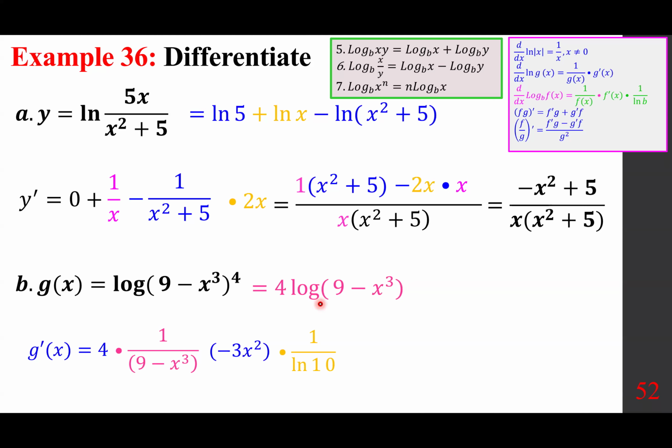And to put them together now, I rewrite it as follows. Y prime is 4 and negative 3x squared at top, so negative 12x squared, everything is at the bottom: 9 minus x cubed times ln 10. I keep this in front because if you put it after 10, it can be confusing because it's not part of the log, so you want to make sure you keep it outside.